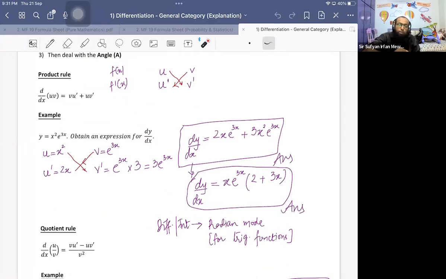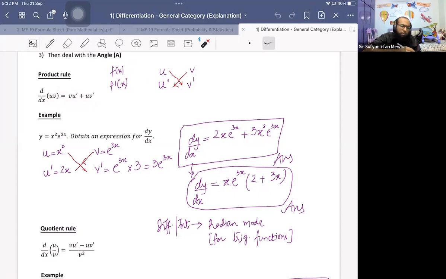Now if we are to deal with a product of two functions, usually in AS, we were dealing with one function, right? Now if we are dealing with two different functions that are being multiplied, then one of the functions is known as u and the other is known as v. Whenever two functions are being multiplied, the first one is named u and the second one is named v. And the formula, if we are going to differentiate it, is vu prime plus uv prime.